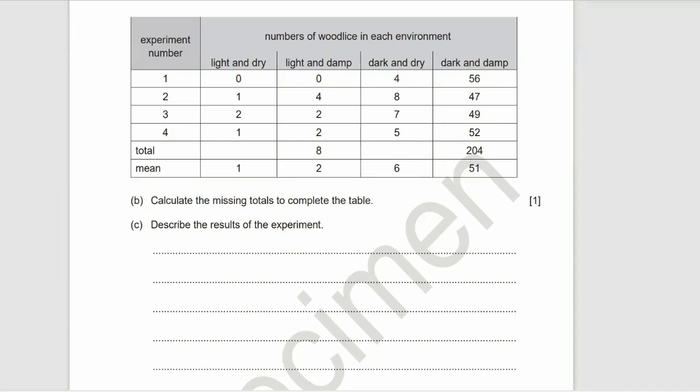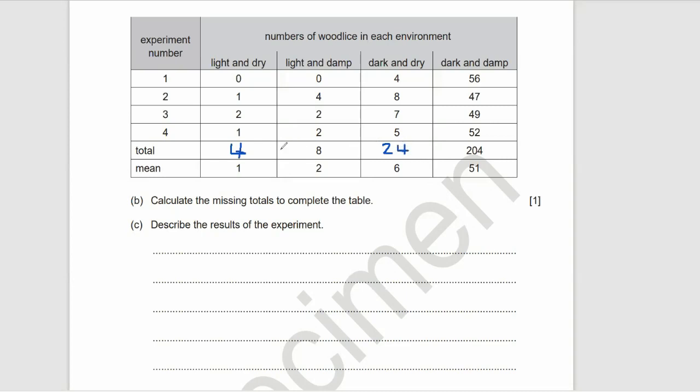So what is our answer? Well, 1 plus 2 plus 1 is 4. And over here we have 4 plus 8 is 12, plus 7 is 19, plus 5 is 24.